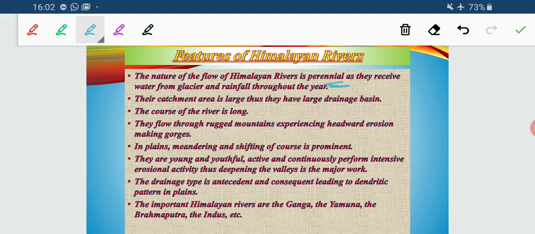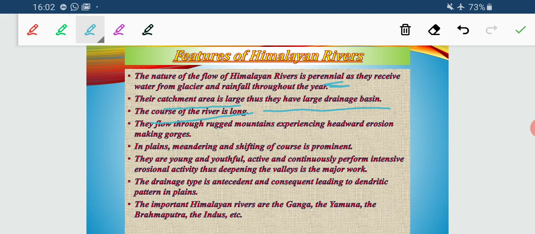Now their catchment area is large. Hopefully now the term catchment is clear to everybody. That is the specific area from where the river collects its water. And from where the Himalayan river collects their water, it is a huge stretch of glacier. So their catchment area is large and thus they have a large drainage basin because the volume of the water is more. Now the course of the river is long.